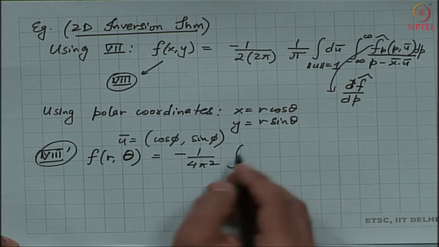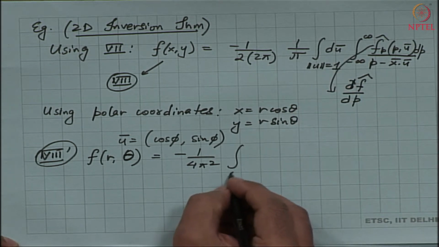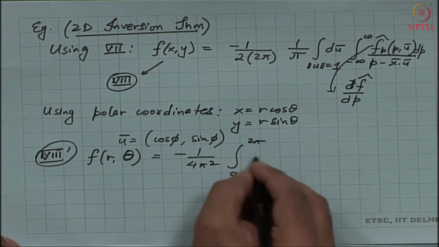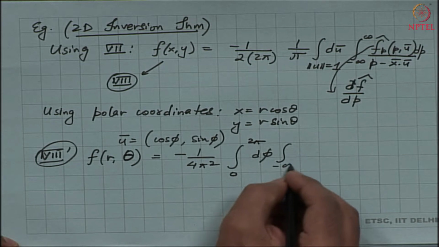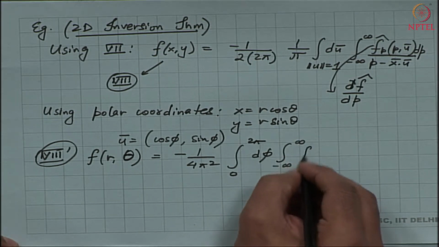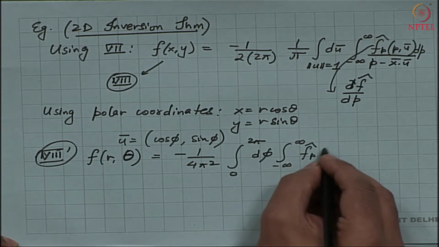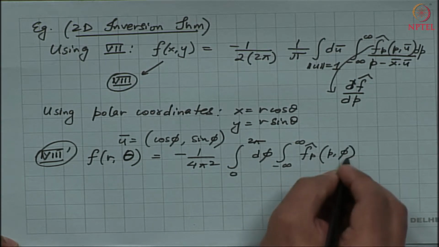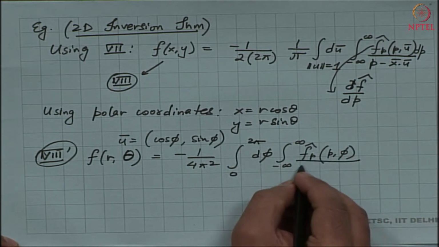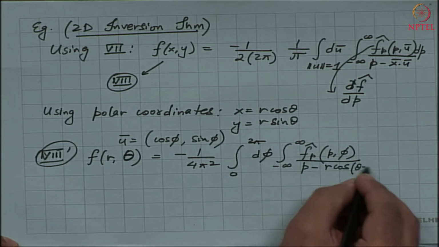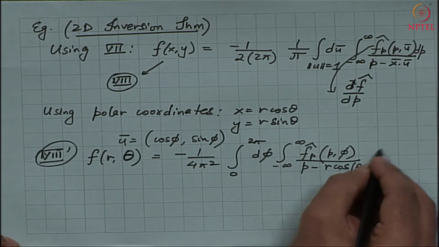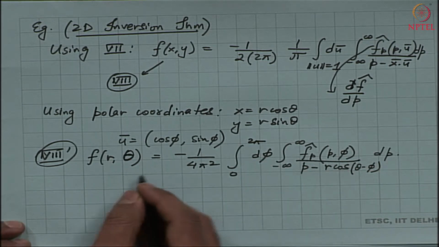So, over S2 my integration takes this form: integral 0 to 2 pi d phi, then the second integral is from negative infinity to infinity of f hat of p comma phi divided by p minus r cos(theta minus phi), dp. So, what I have used is the following.